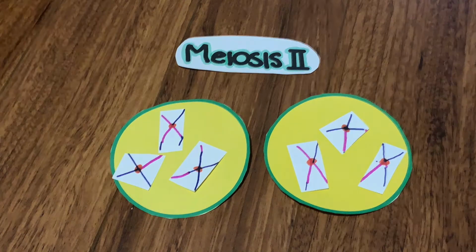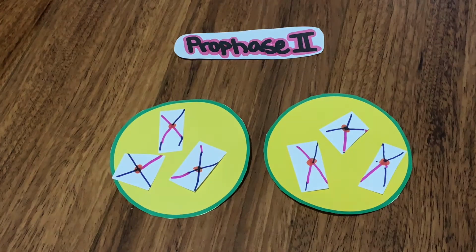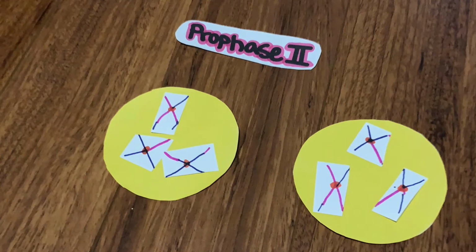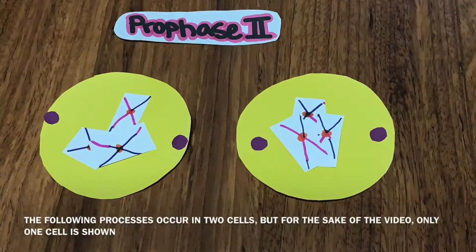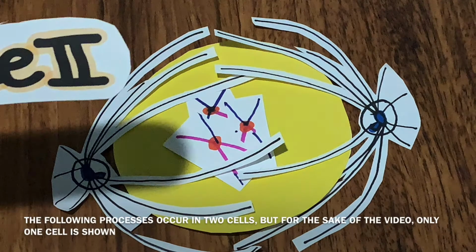We're not done yet, so we have to go through meiosis 2 in order to get our end goal of 4 daughter cells. In prophase 2, the nuclear envelope breaks down once more and the chromosomes condense again. Just as before, the centrosomes start to move towards opposite poles of the cell. By now, the spindle apparatus is formed.